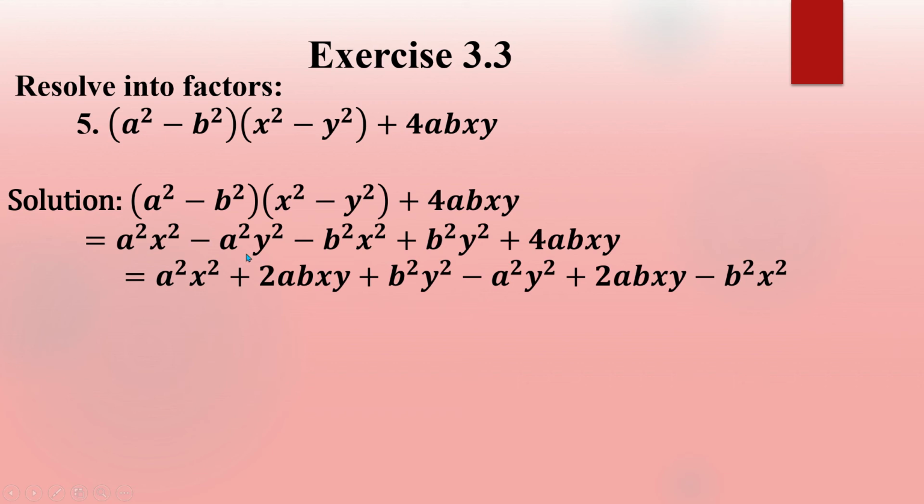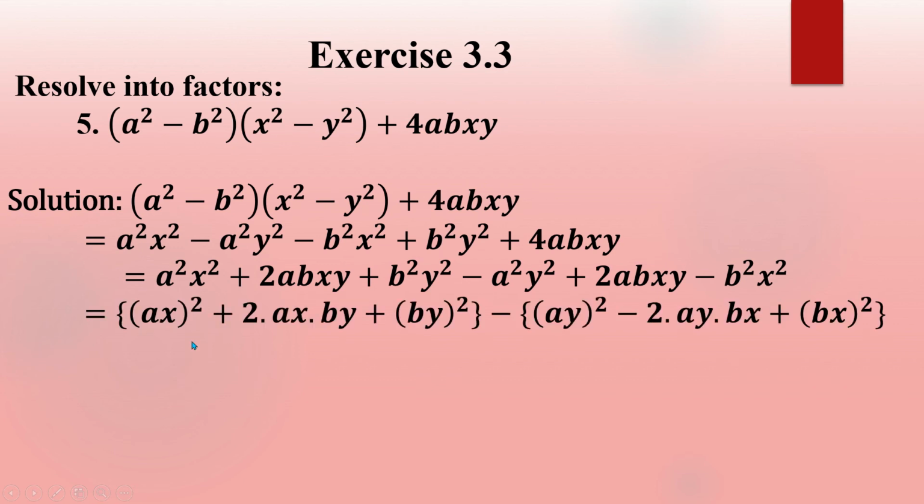Now this is equal to, we can write a square x square plus 2abxy plus b square y square minus a square y square plus 2abxy. As a result, 2abxy plus 2abxy is equal to 4abxy. So 4abxy, we can write this and this, no problem. And another term, minus b square x square. Here minus b square x square.